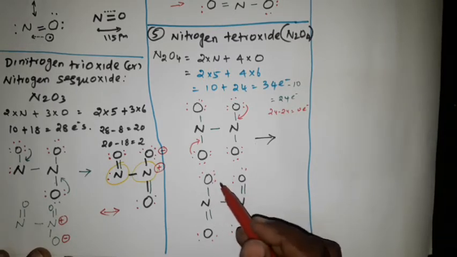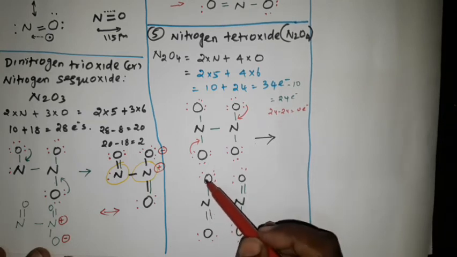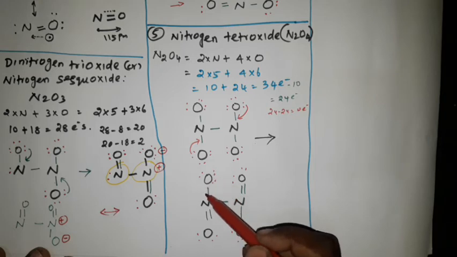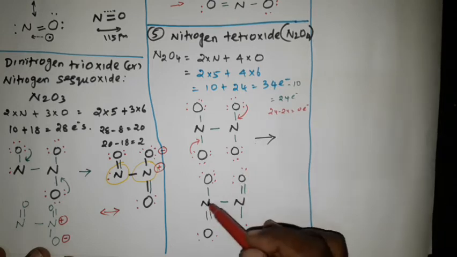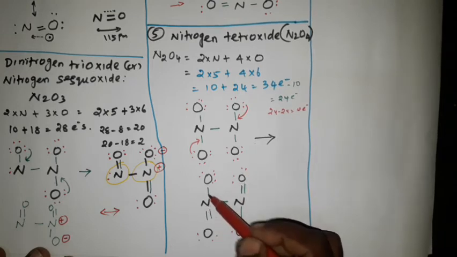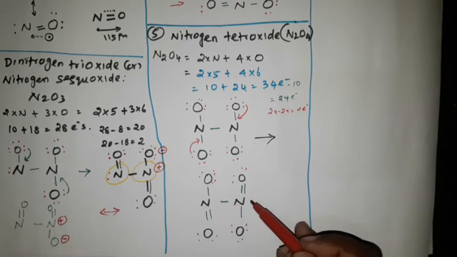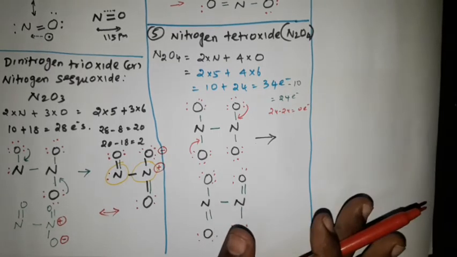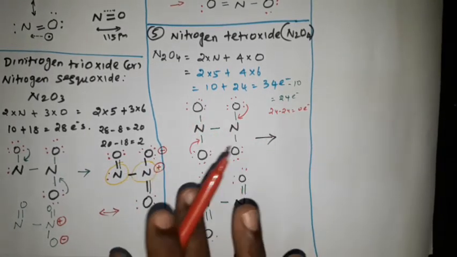Now check all the atoms whether the octet is completed. See here, for this oxygen atom 2, 4, 6, 8. This also 2, 4, 6, 8. 8, 8. So oxygen is completed. Check for nitrogen 2, 4, 6, 8. This nitrogen 2, 4, 6, 8. So nitrogen tetroxide is completed. Structure is completed. So this is the way you have to draw the structure for nitrogen tetroxide. Clear?